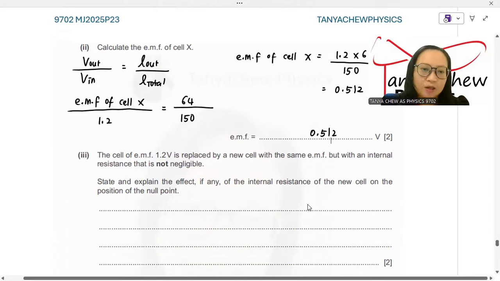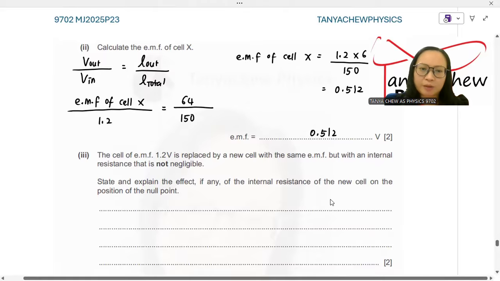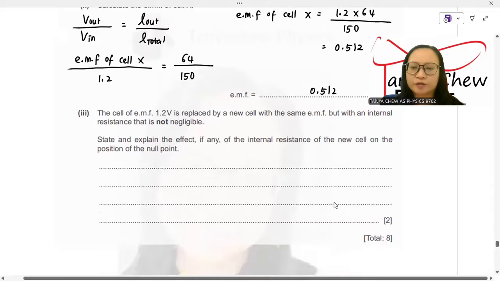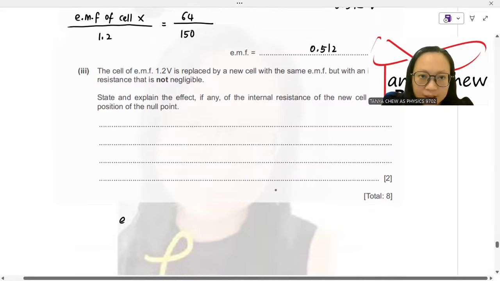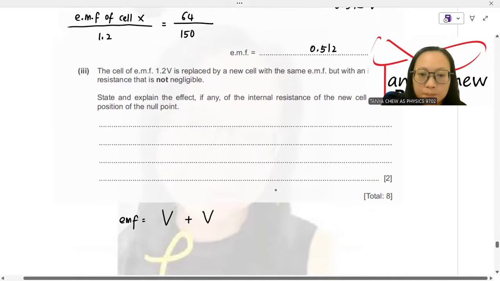The third part: the cell of EMF 1.2 volt is replaced by a new cell with the same EMF, but with an internal resistance that is not negligible. State and explain the effect, if any, of the internal resistance of the new cell on the position of the null point. You could see that EMF is equal to the terminal PD plus the PD across the internal resistance. So the EMF now splits between the two PDs.